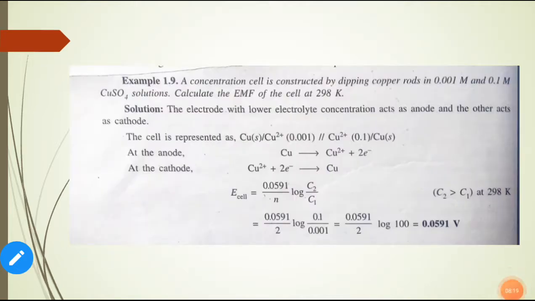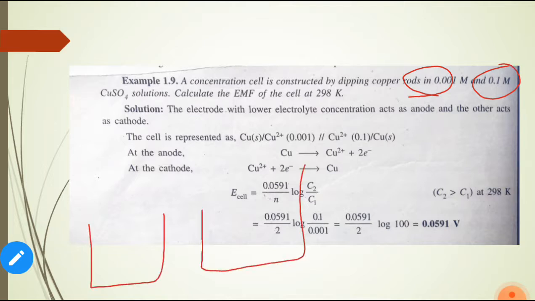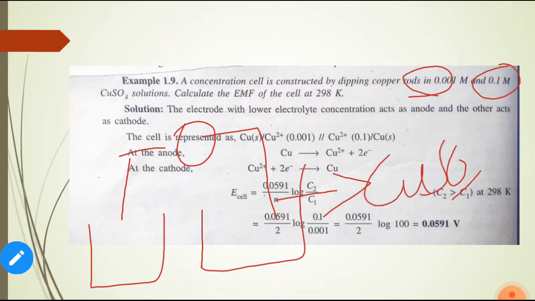Now we have to solve one problem based on this electrolyte concentration cell. The question is asked like this: a concentration cell is constructed by dipping a copper rod in 0.001 and 0.1 molar CuSO4 solution. Here we have taken two same metal electrodes dipped into the same metal solution, that is CuSO4, and it is also CuSO4. This is the C1 concentration and this is the C2 concentration. Here the C1 concentration is 0.001 whereas the C2 concentration is 0.1 molar.